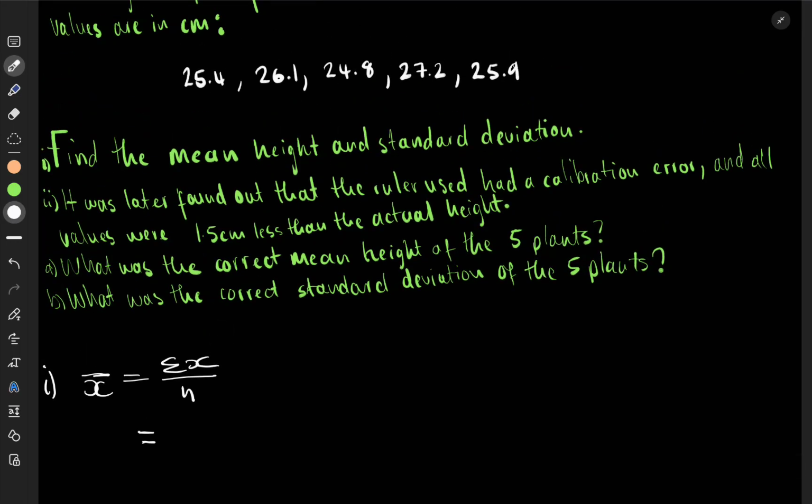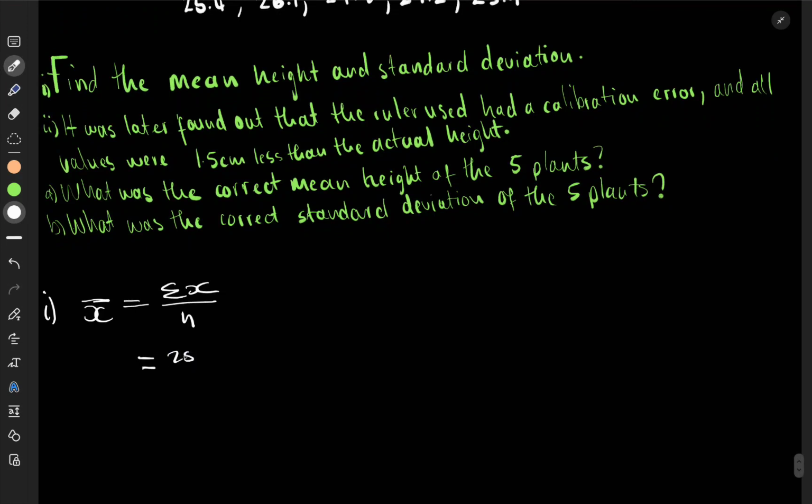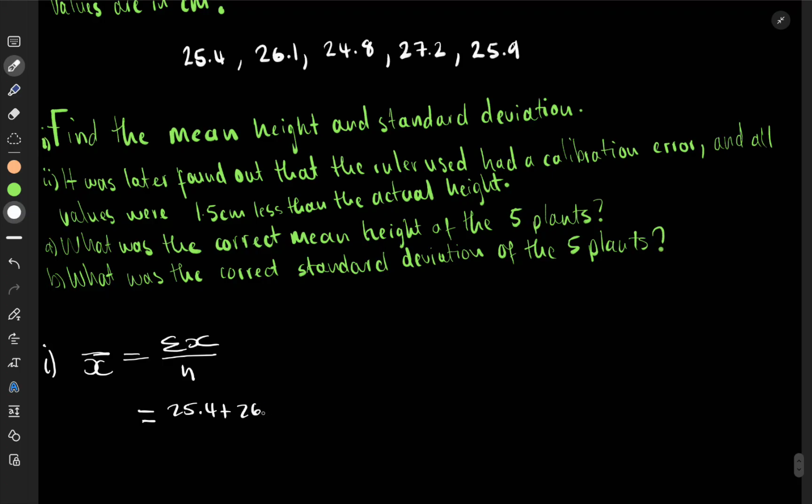1, 2, 3, 4, 5. We have 5. Okay, so it's going to be 25.4 plus 26.1 plus 24.8 plus 27.2 plus 25.9, all over 5. Okay, so we're going to divide this by 5. And what would we get as our mean now? Let me add it.